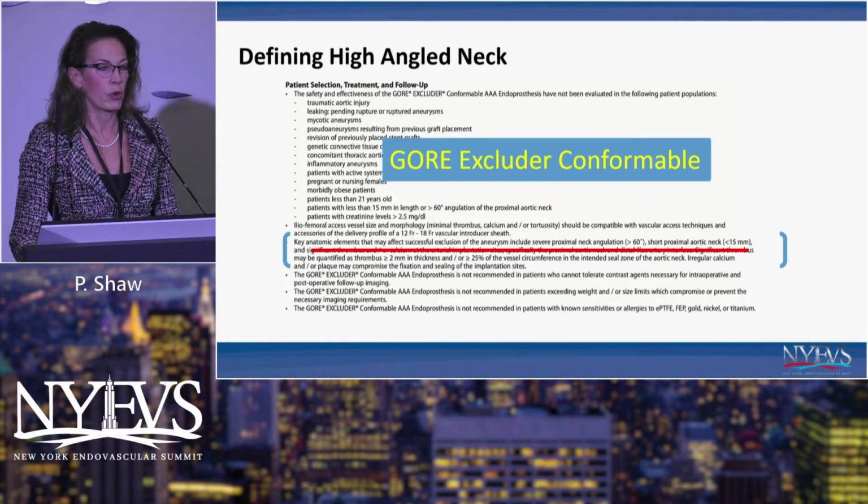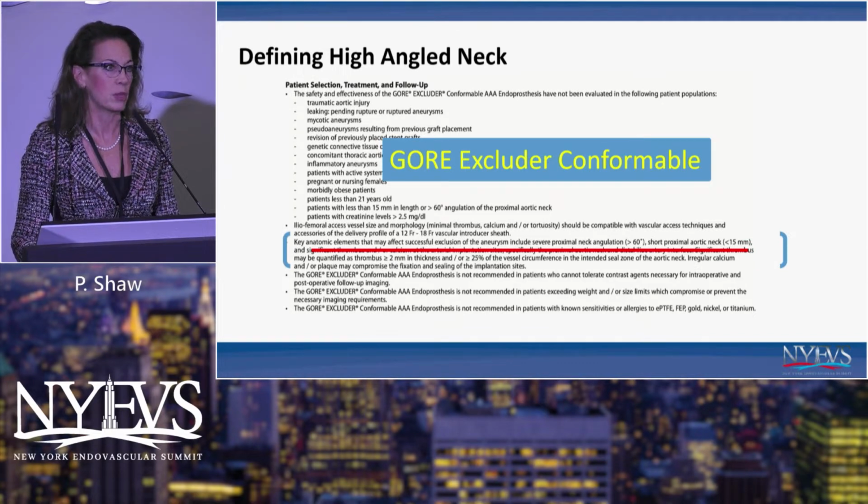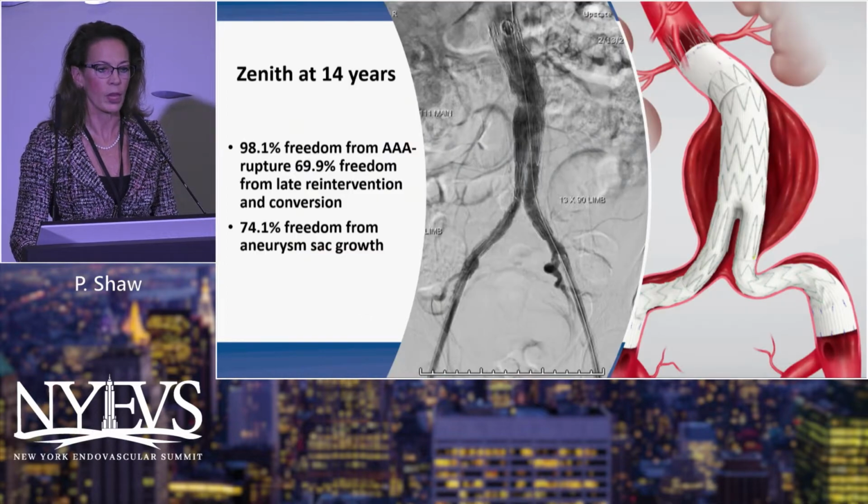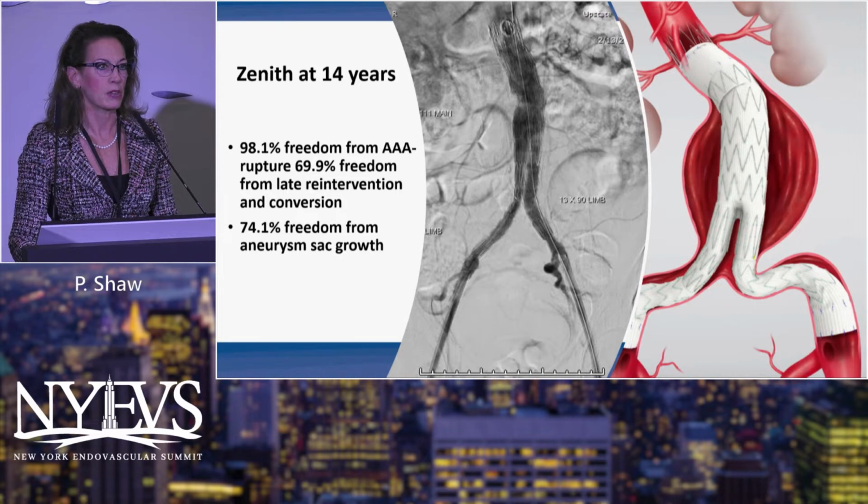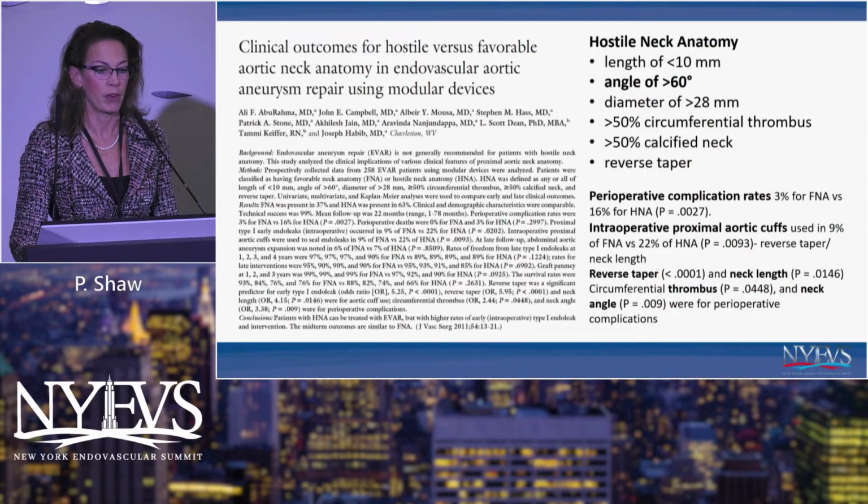You look at the Gore Excluder Conformable or even the standard Excluder, and it again notes that if you use this device in an angulated neck greater than 60 degrees, you may have suboptimal performance. But we do know that if we stay within the IFU, we can get outstanding results, shown here at the 14-year data for the Zenith device with 98% freedom from AAA rupture, good freedom from late reinterventions, and good freedom from aneurysm sac growth in a long follow-up timeframe.